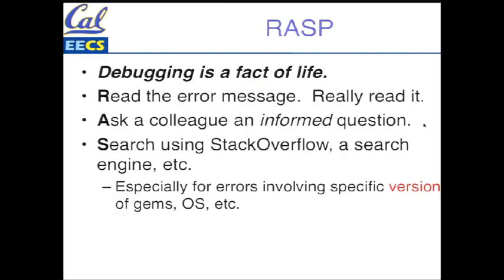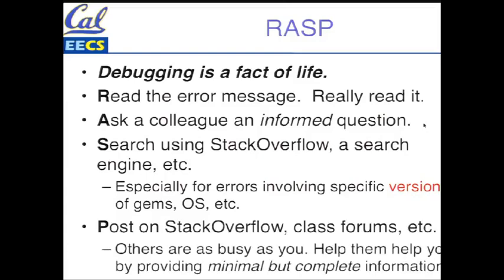Search. Stack Overflow rocks. Even Google is useful for a lot of these things, right? Especially if the error is specific to this version of Ruby, or this version of a library has a problem. Other versions don't have it. Sites like Stack Overflow are really, really useful for this. And if searching doesn't yield anything, post a question. That's what those sites are for.